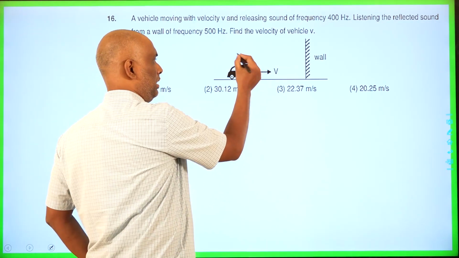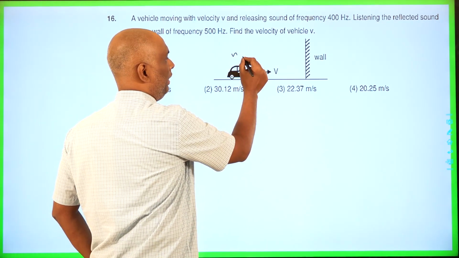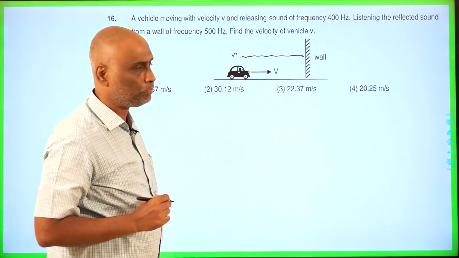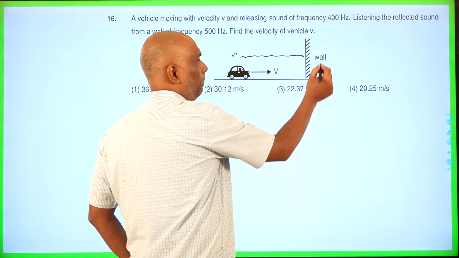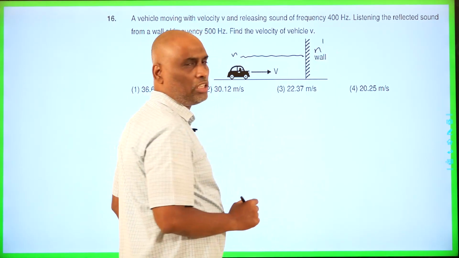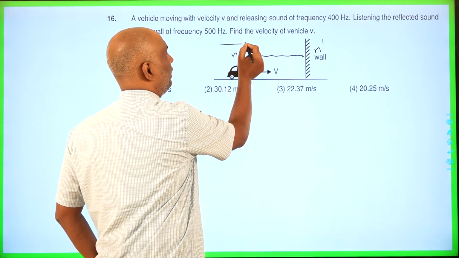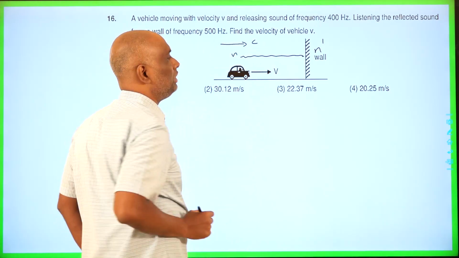Let us imagine that the frequency of the sound emitted is n. This wave travels and is received by the wall. Let us imagine that the frequency received by the wall is n dash. The velocity of sound is some c. C is the velocity of sound.